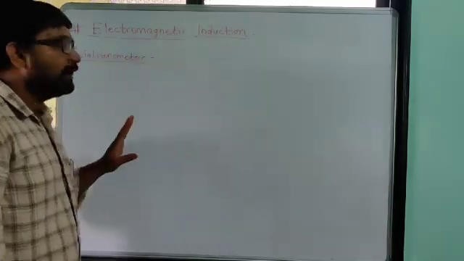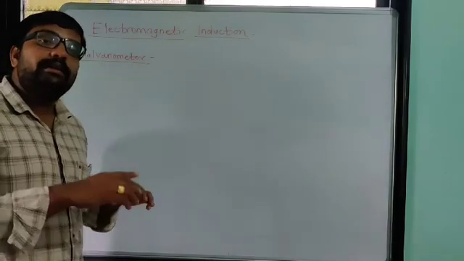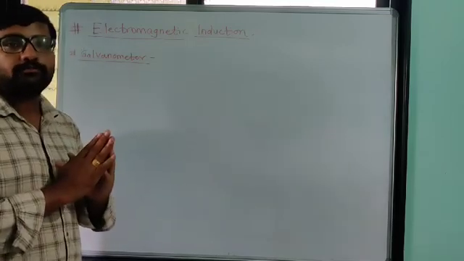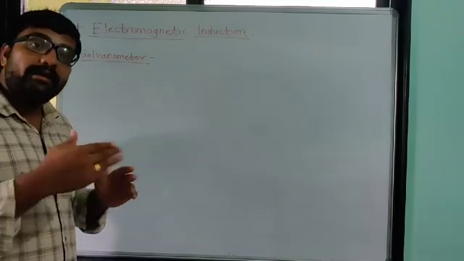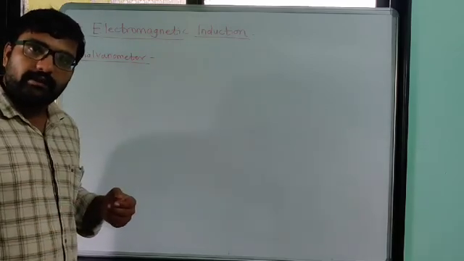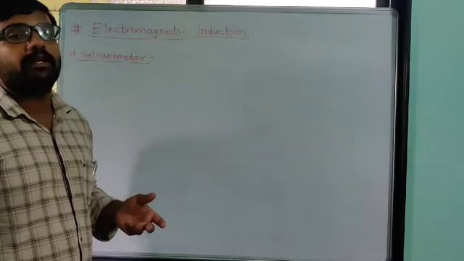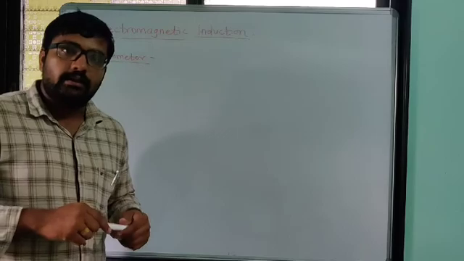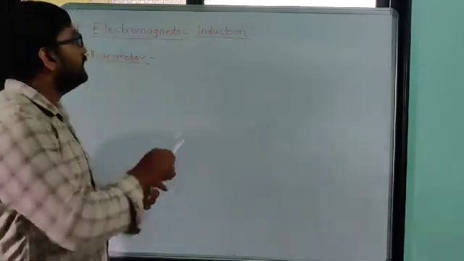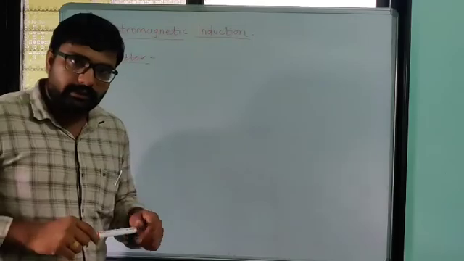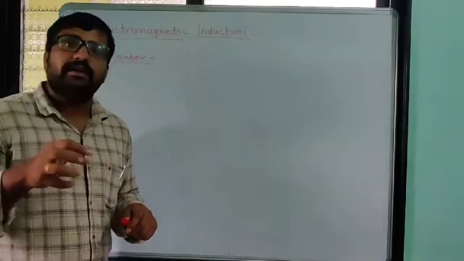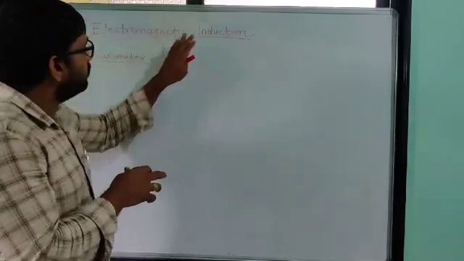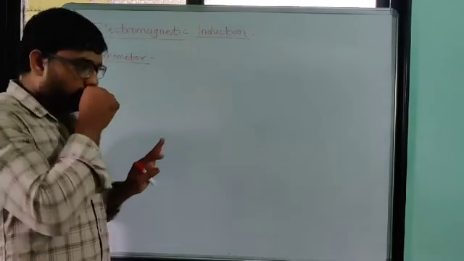Electromagnetic induction. I already told you electricity and magnetism are nothing but the two parts of a coin. We can produce a magnetic field by using electricity, which we already studied. Around any current carrying conductor one field is generated, and that field is nothing but the magnetic field. What field is generated around a current carrying conductor? Magnetic field.